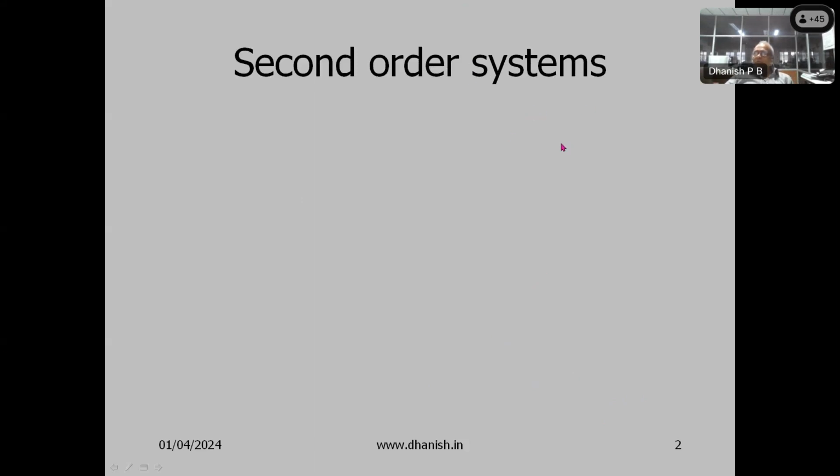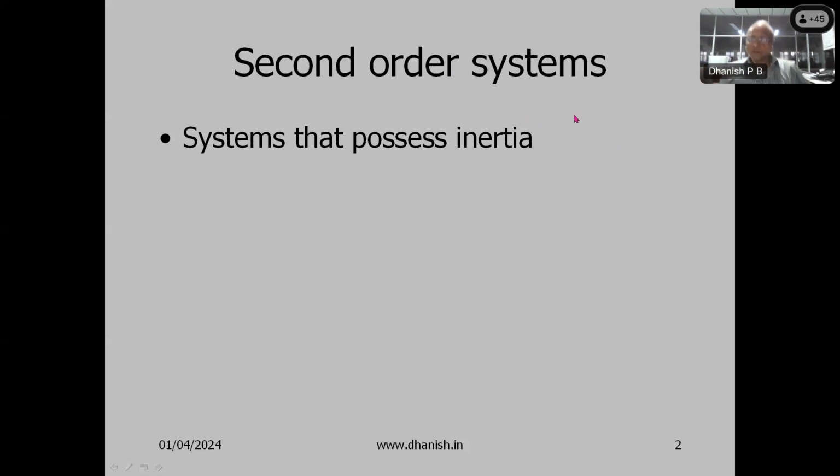So first order system, we had only one time constant to represent the property of the system. Second order system, we'll have two properties, two constants to represent its properties. So second order systems are systems that possess inertia. So there's a mass involved.